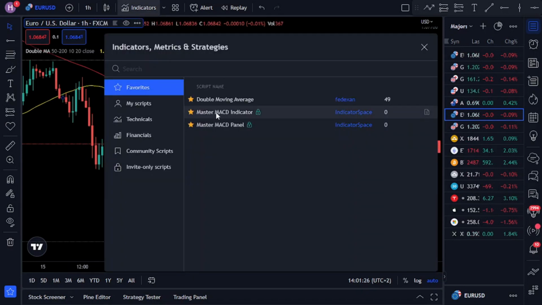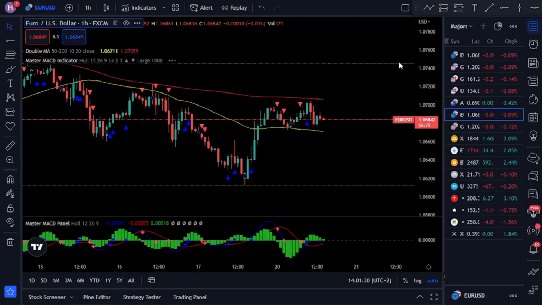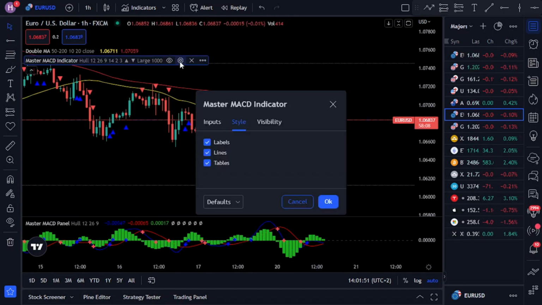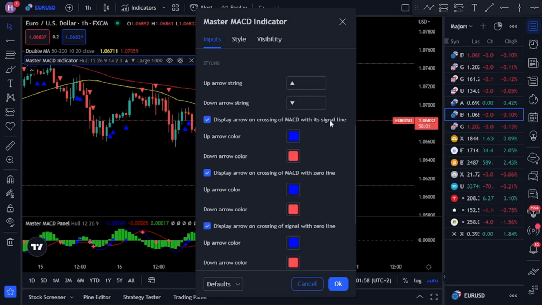The next part of our strategy is we are going to add our entry signals from the indicator list. Again, save it under your favorites to make it easier to find. Remember to add both the Master MACD indicator and the panel to your chart. For this trend following strategy, it is important to trade along with the trend. So when the yellow line again is below the red line, we are only taking sells. And when the yellow line is above the red line, we are only taking buys.